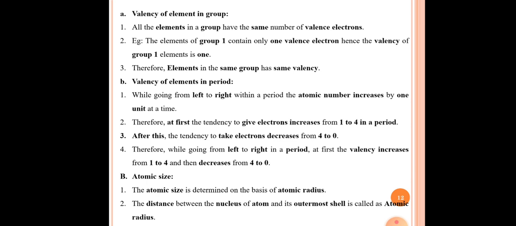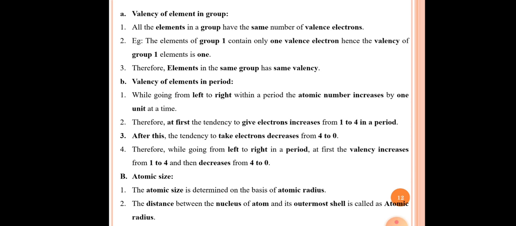The second point is an example: the elements of group 1 contain only one valence electron, hence the valency of group 1 elements is 1. The third point is that therefore elements in the same group have the same valency. This is a very important point. Elements belonging to the same group have the same valency because they have the same number of valence electrons.